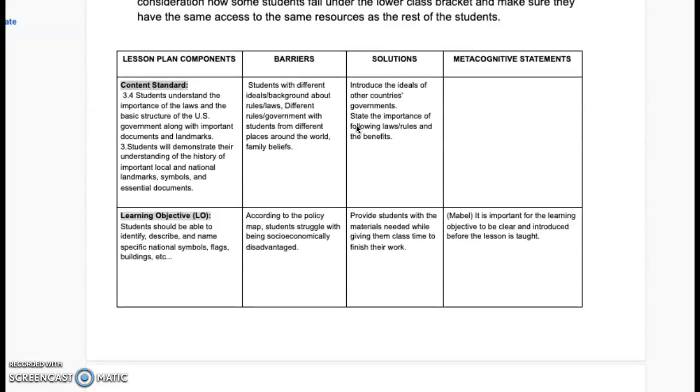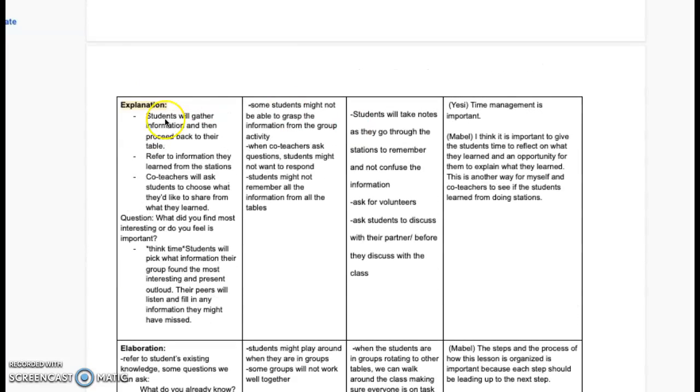We move on to the next box, which is the barriers for this specific section of our lesson plan. Some of the barriers we came up with are that some students might not be able to grasp the information from the group activity. Some students are not good at learning on their own at a station. Some students prefer the teacher to lecture and they listen. All students learn differently, so this is a barrier that we need to take into consideration.